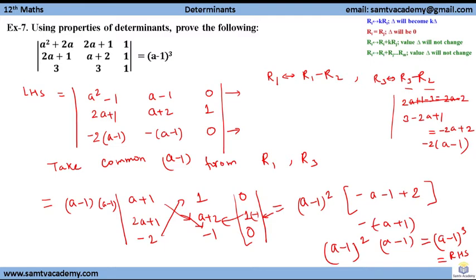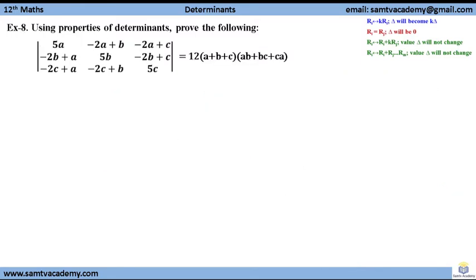Next question, question number 8. Here we have to prove that the right hand side is equal to 12(a + b + c)(ab + bc + ca). So in this we will apply this property, which is applicable for any row and any column. So now we are going to apply this property.